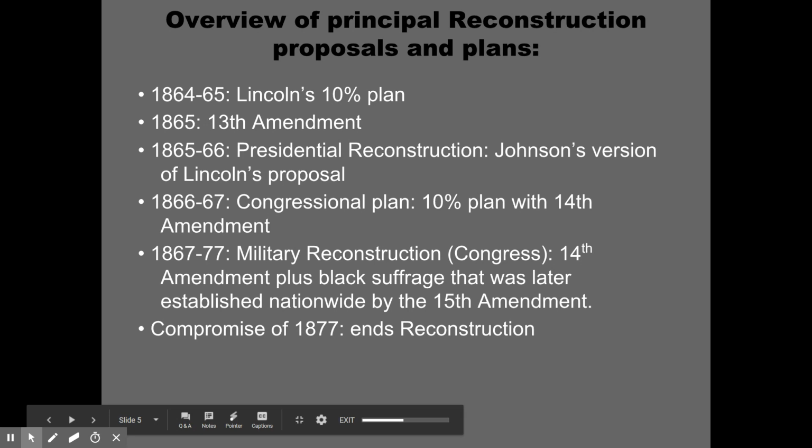In 1865 to 1866 is your era of presidential Reconstruction, where Andrew Johnson's version of Lincoln's proposal is going to be enacted, only to be thwarted by the radical Republicans, led by Thaddeus Stevens and Charles Sumner. And then 1866 to 1867 is the congressional plan, which is a lot like Lincoln's with the 14th Amendment to define citizenship. And we'll talk about that in this video. In 1867 to 1877 is military Reconstruction, which is what we use to bring the South back into the Union, which is basically the 14th Amendment plus black suffrage that was later established by the 15th Amendment, and then it comes to a formal end in 1877.